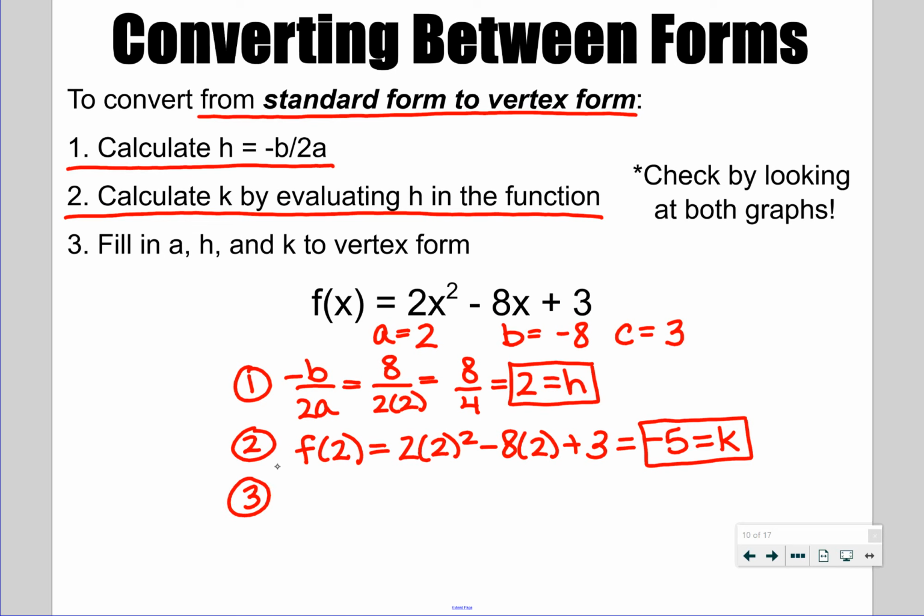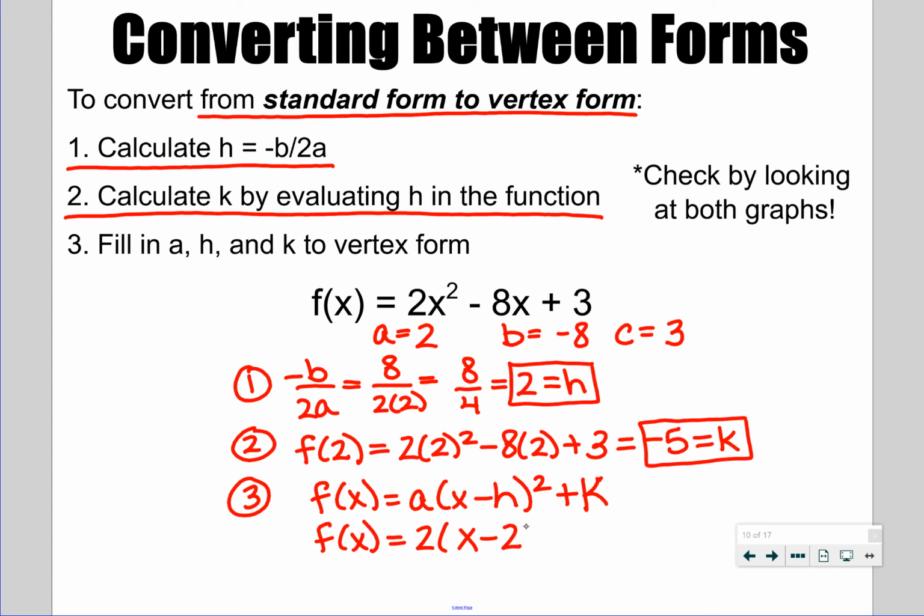Finally, fill in your equation. So I'm going to write down what that vertex form was again. It was a times (x minus h) squared plus k. Fill in my a, and that's the same a as the standard form, 2. x minus my h value is 2. And then plus my k, so plus -5, or I can just say -5.